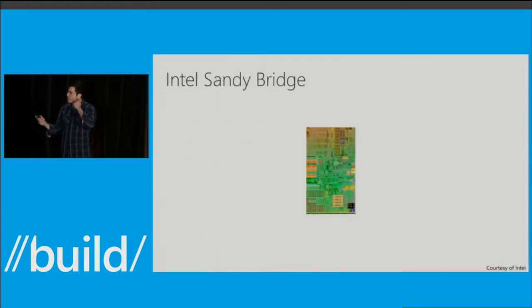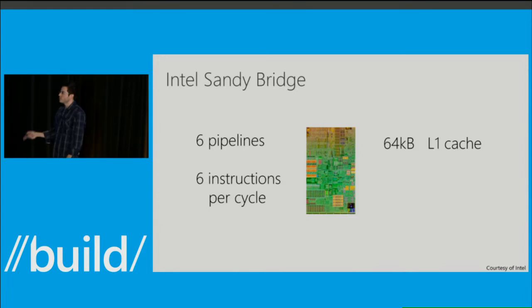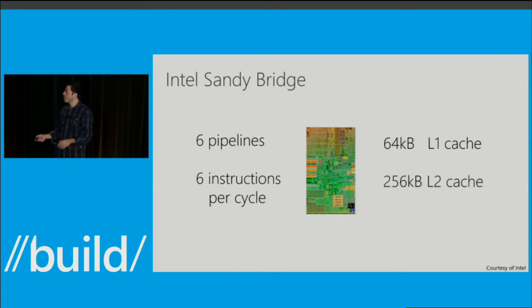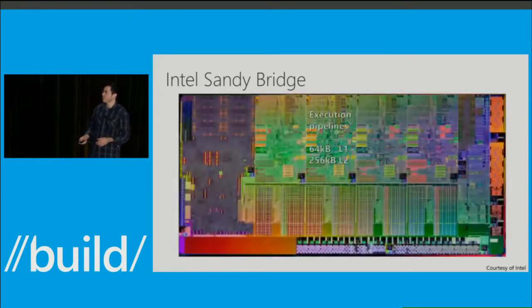So this is a single core from the Intel Sandy Bridge chip. Sandy Bridge offers 6 pipelines per core. What that means is at peak performance, it can execute 6 instructions on every single cycle. More importantly for this talk, each Sandy Bridge core has 64 kilobytes of L1 cache that's split half between data and half between instructions, and a 256 kilobyte L2 cache. But it's only part of the picture when it comes to the Sandy Bridge stuff.